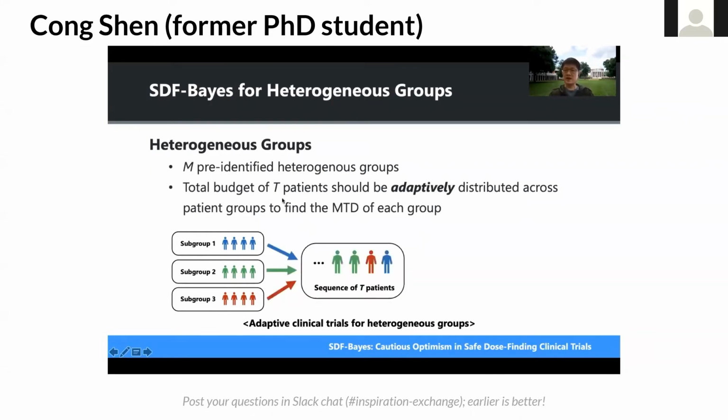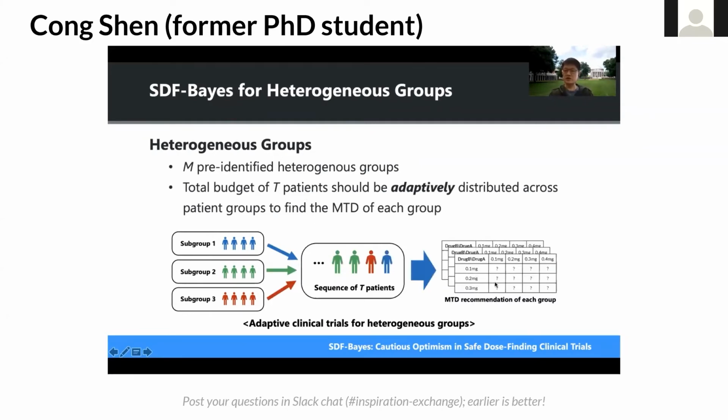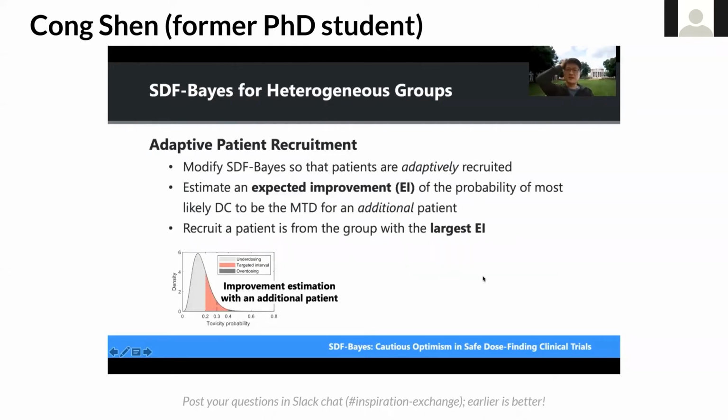So the idea is, how can we allocate these T patients adaptively to improve our learning across, let's say, 3 different subgroups? The idea for SDF-Bayes AR is to do adaptive recruitment for patients. The mathematical tool here is that we're going to estimate an expected improvement for every subgroup, and then we choose the subgroup that has the largest EI. Then we're going to use this group for the next round. And this expected improvement is computed based upon the additional patients. Adding one more patient, what is the benefit?